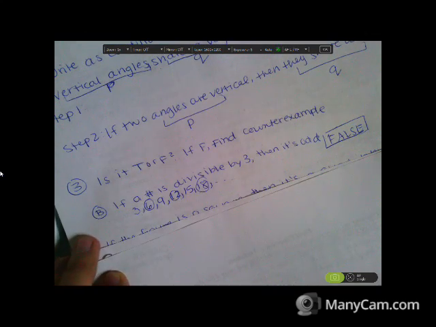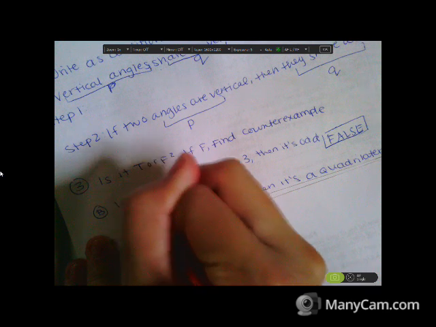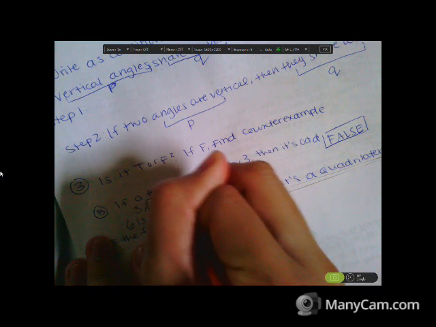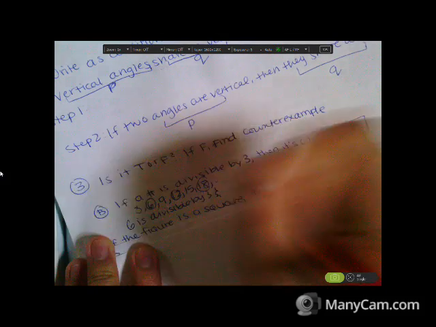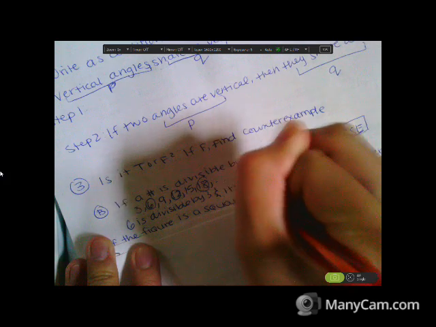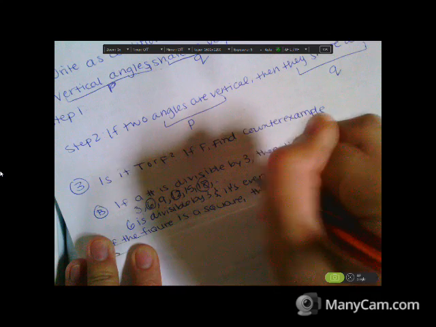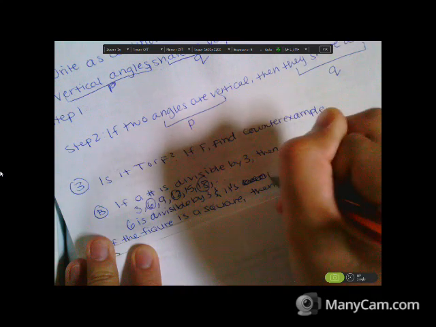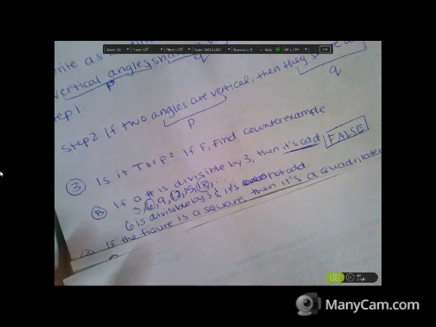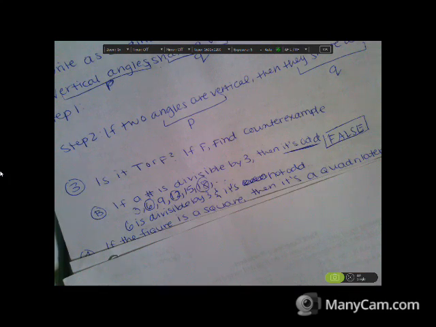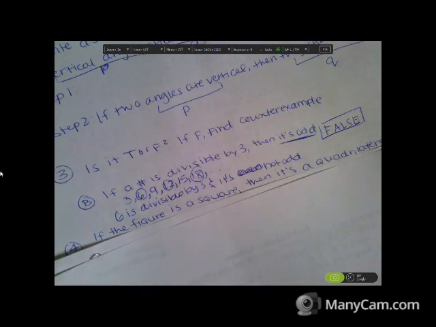Then it is false. And the counterexample would be 6 is divisible by 3 and it is not odd. Rather than say it's even, you should say it's not odd, because we're proving this part false. Alright, so why don't you try to got it for problem 3.